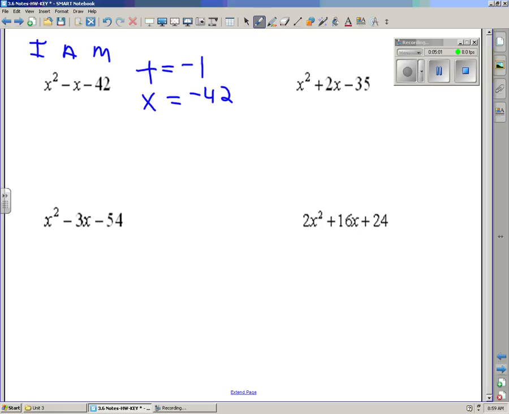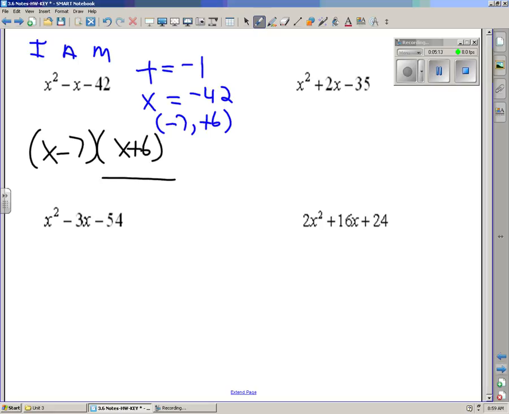Just a different way to set up your work. And I know those two numbers that do that. There's the -7 and the +6. So in terms of my answer, one parenthesis x minus 7, one parenthesis x plus 6, and I'm done.